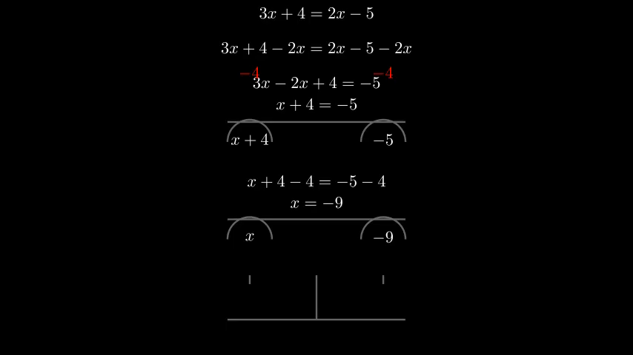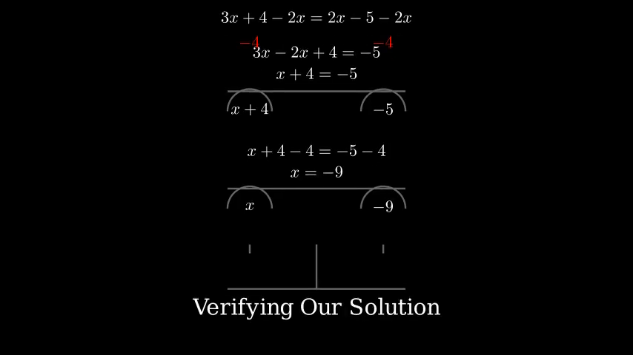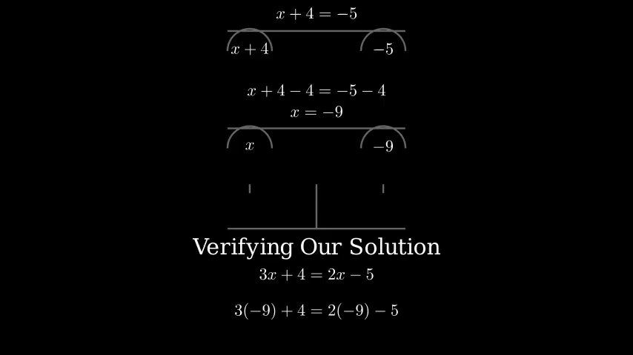It's always a good idea to verify your solution by substituting it back into the original equation. Let's verify our last answer. We'll substitute x equals negative 9 into the original equation. 3x plus 4 equals 2x minus 5.